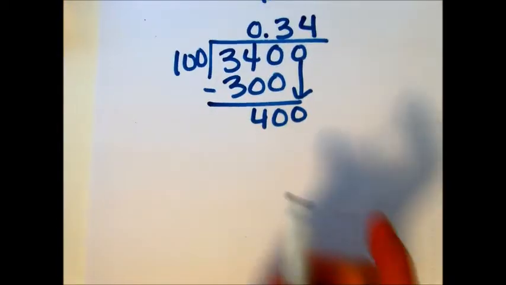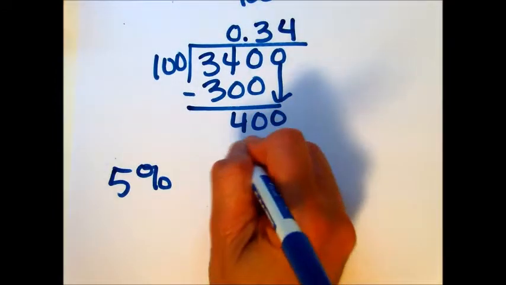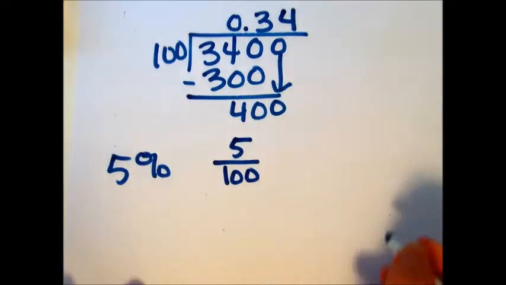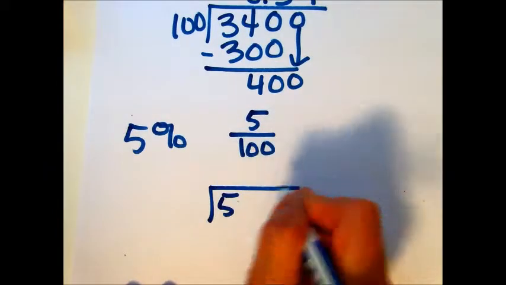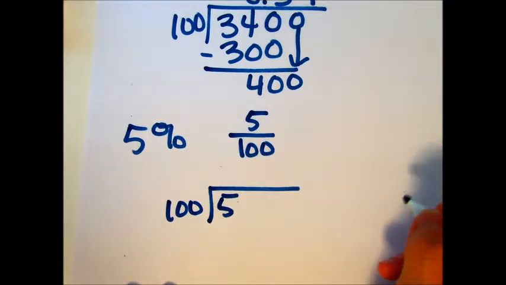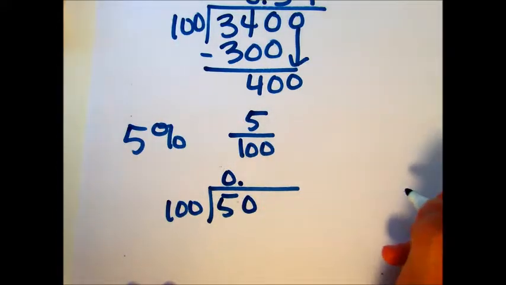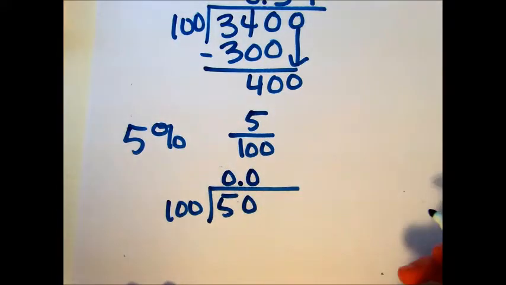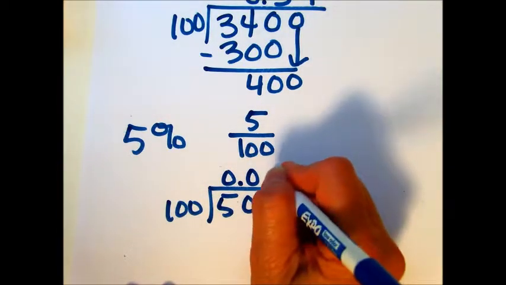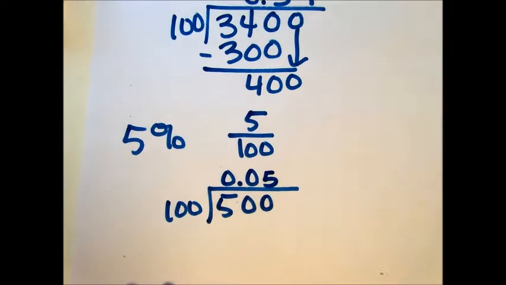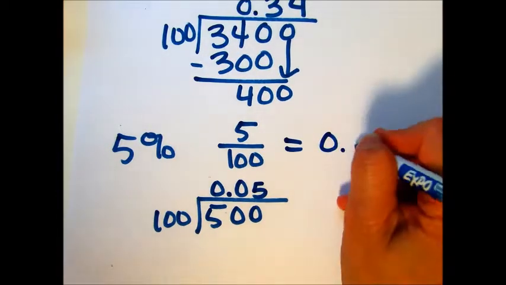Let's try one more. Let's say we have 5%. I know that's going to be 5 over 100. And if I'm not sure what the decimal is, I could divide. 100 doesn't go into 5, so I'm going to add a decimal and a 0. 100 doesn't go into 50, so I need to put a 0 as a placeholder and add another 0. And then that will go in, 100 goes into 500 5 times. So you can see that 5 hundredths is written as a decimal as 0.05.